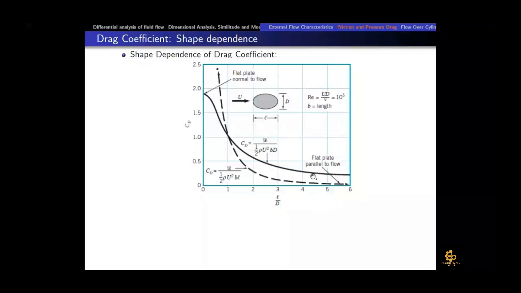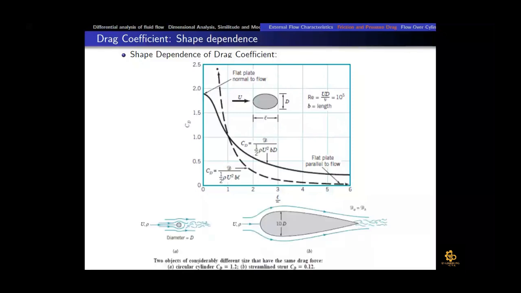And when L upon D is about 6, it means that that is a flat plate parallel to the flow. Here it is given to us. So in that case, we can easily see that CD is even less than 0.5, maybe around 0.1. So as an engineer, if we are designing a vehicle, then we reduce the frontal area and we want to make the body more streamlined, or a very thin body if possible, right?